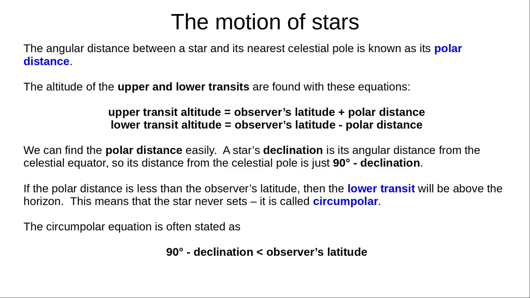Some stars never set from a certain latitude. If the polar distance is less than your latitude, the lower transit is above the horizon. The star never sets, and it is called circumpolar. We usually use the circumpolar equation. A star is circumpolar if 90 degrees minus the star's declination is less than the observer's latitude.